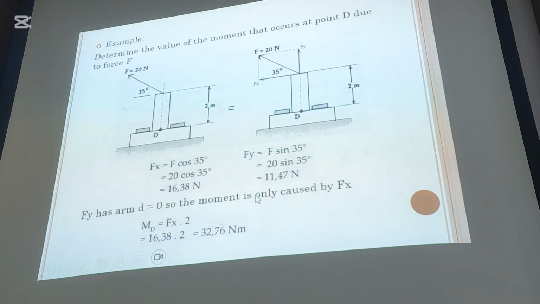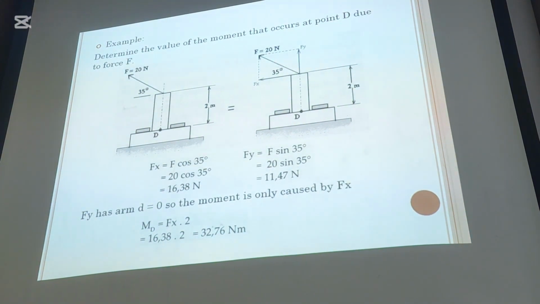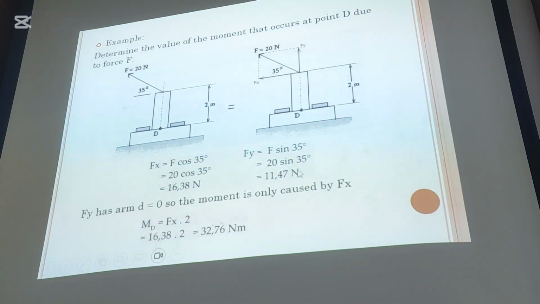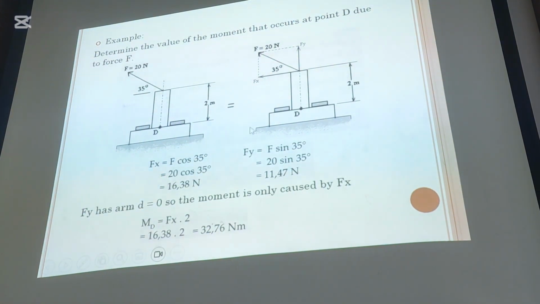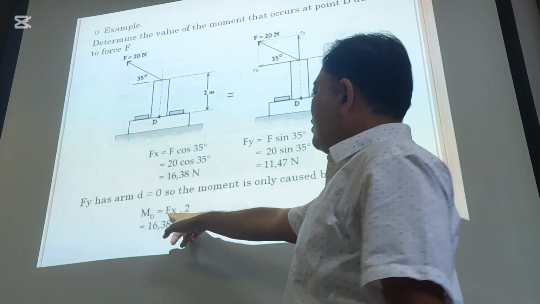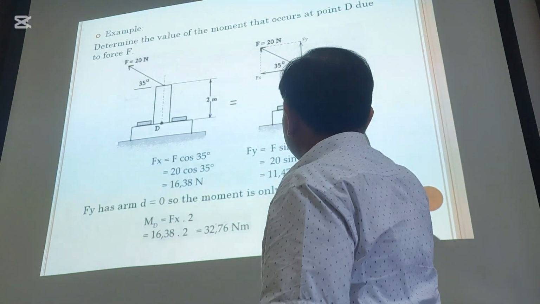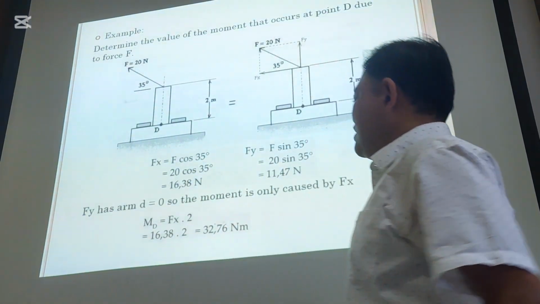So it does not have an arm. The arm is 0. That means the moment created by this Fy is 0. We do have Fy, but the small d on the arm is 0. That's why the moment from Fy is 0, while the Mx in this case is only because of the Fx multiplied with this distance. So just like this, this is the result.